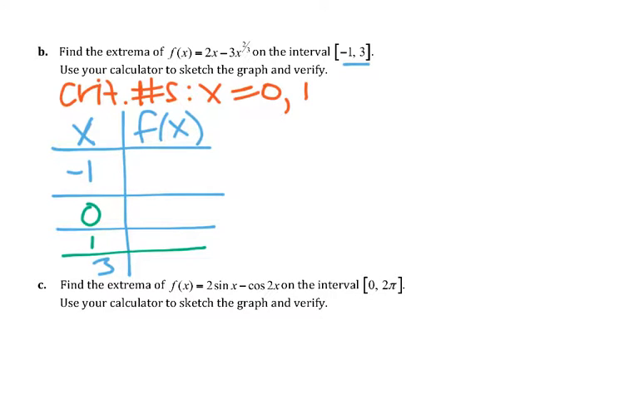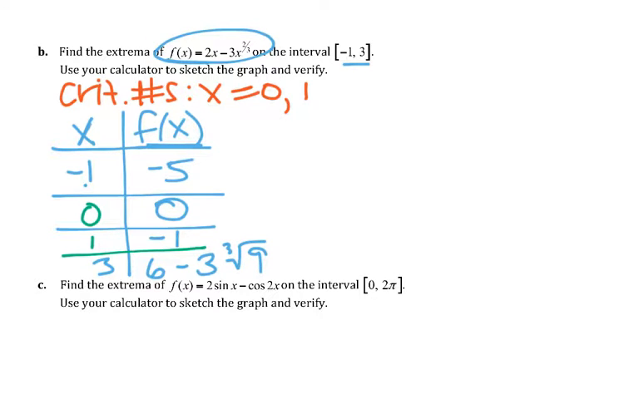Again, you can figure these values out by hand, or you can plug f of x into the calculator and use the table values. You should be comfortable doing both. I'm going to give us the values for the sake of time. If x is -1 and I plug -1 into f of x, I get -5. If I plug 0 in, I get 0. If I plug 1 in, I get -1. And if I plug 3 in, I get 6 minus 3 times the cube root of 9, which is approximately -0.24.